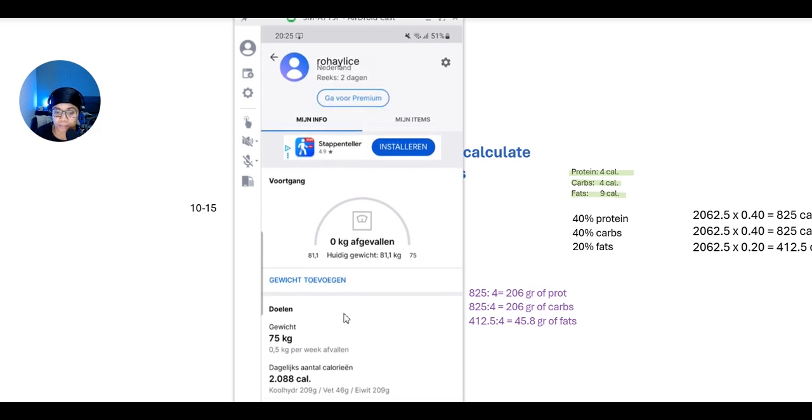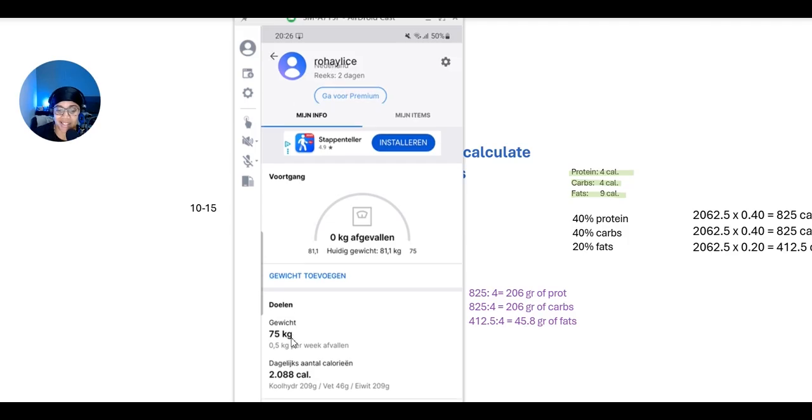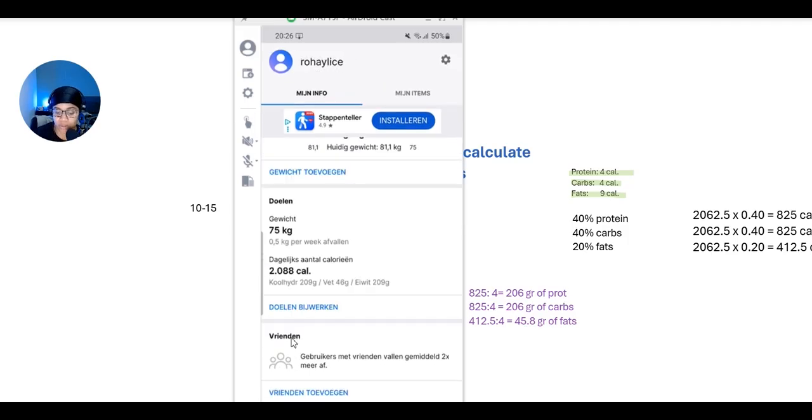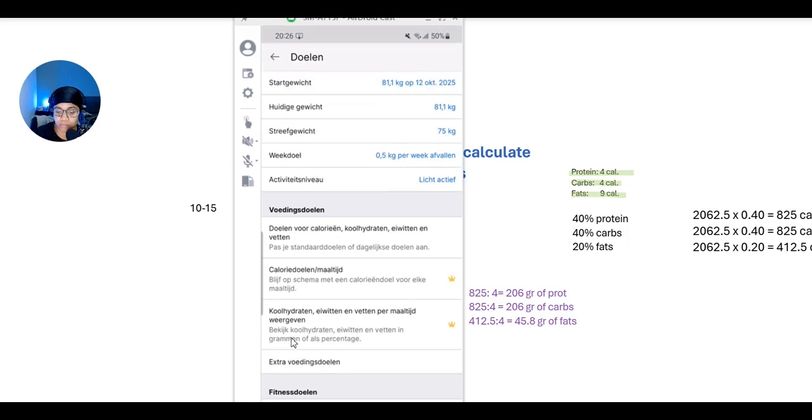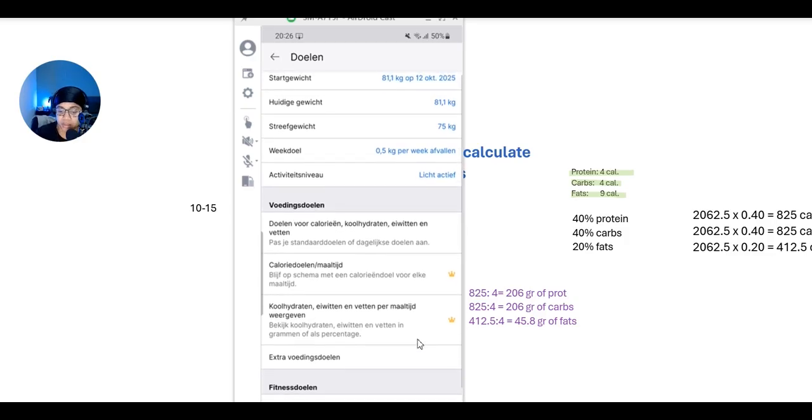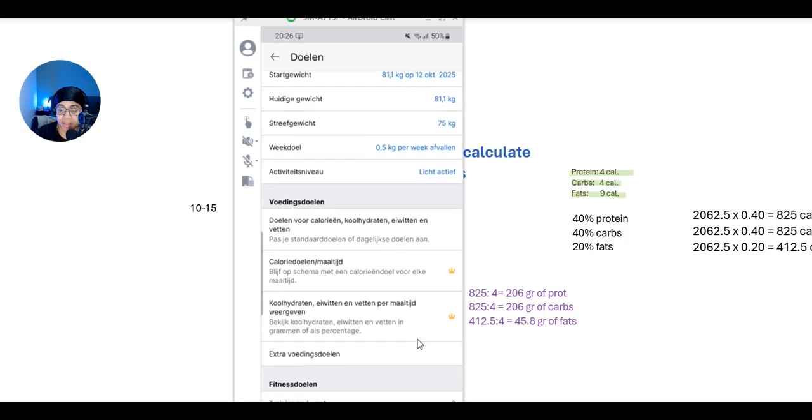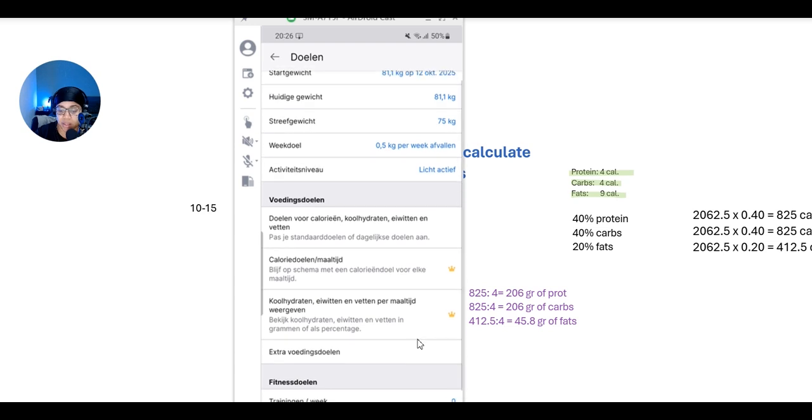We get here. I already filled in that my goal weight is going to be 75 kgs, all right? So I wanna adjust my goals. As you can see here, I started updating this thing on October the 12th. My goal weight is 75, and right now I'm around 80.9 kgs. So already a little bit less.